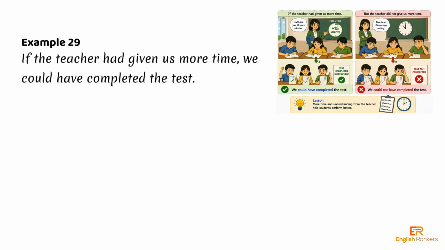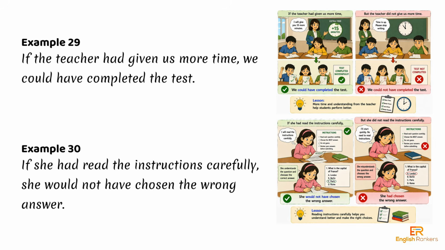Example 29. If the teacher had given us more time, we could have completed the test. The teacher did not give us more time, so we could not complete it. Example 30. If she had read the instructions carefully, she would not have chosen the wrong answer. She did not read the instructions carefully, so she selected the wrong answer.